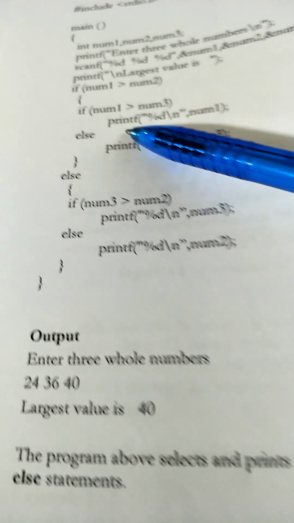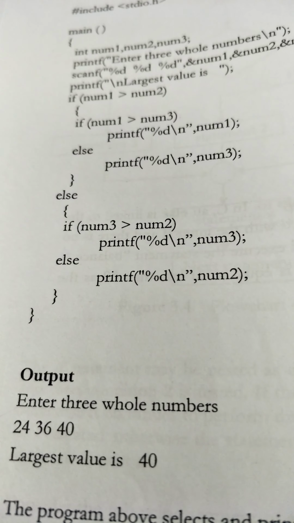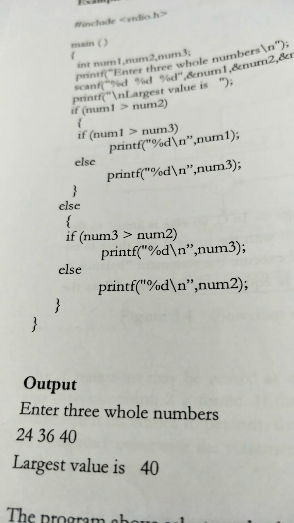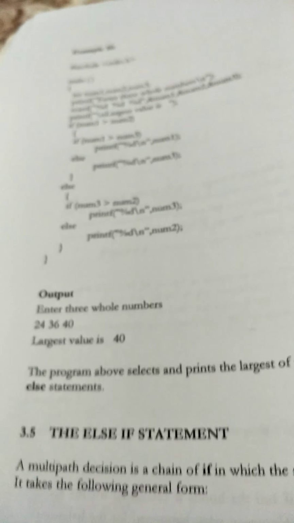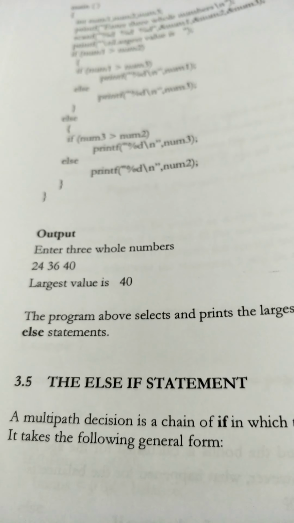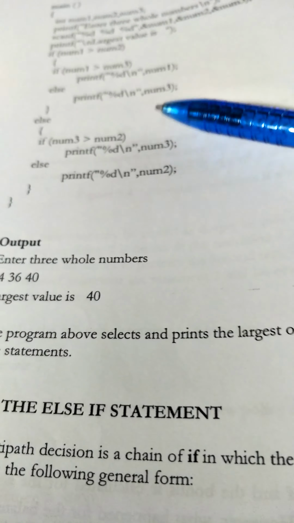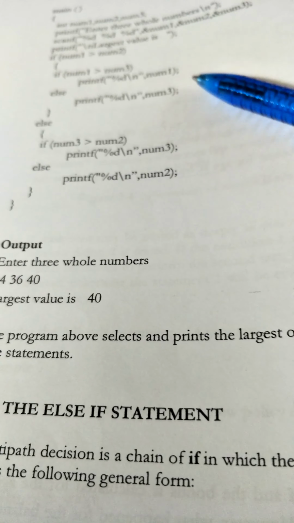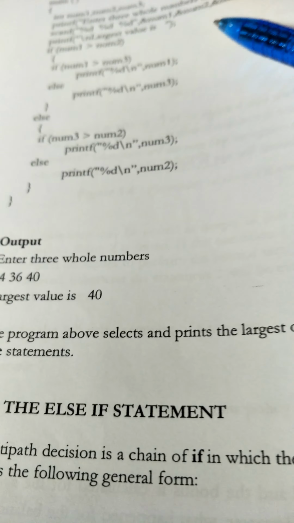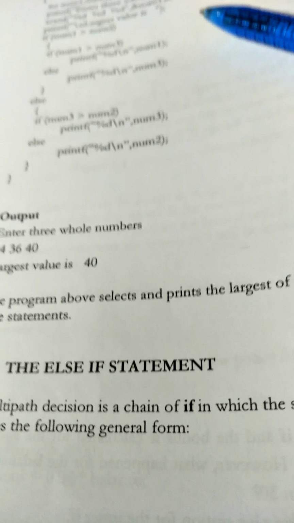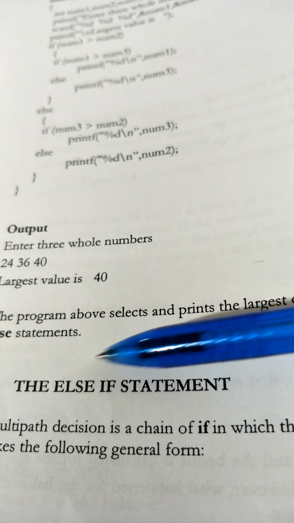Okay, so for the nested if, I've covered that with a couple of examples. All right, now we go to the else if statement. So how many do we have now? In my previous video, I had the if statement, then we have if else, then we have nested if, and now we have else if. Yeah, else if.